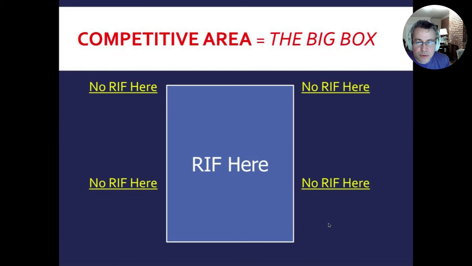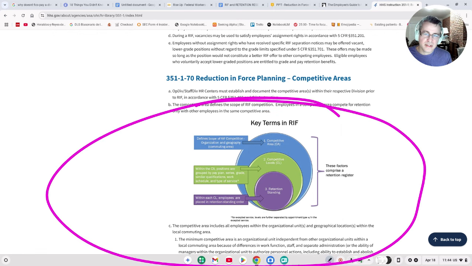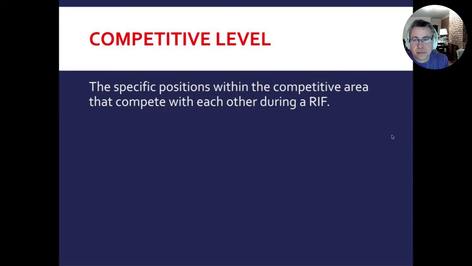And this is a visual representation of that. So if they're doing a RIF in this agency, in this city, in this area of responsibilities, it doesn't apply here, it doesn't apply here, even if it's in the same agency. And I think this document from HHS is a little easier to understand that concept. And the competitive level is the specific positions within the competitive area that compete with each other during a RIF.